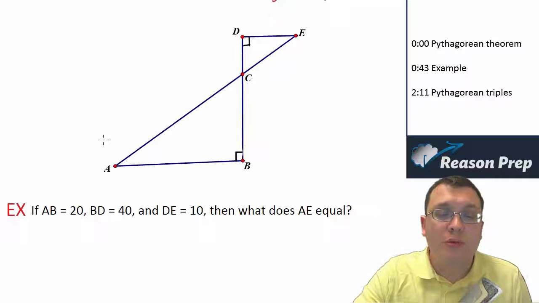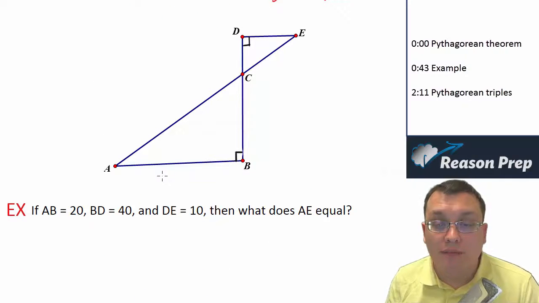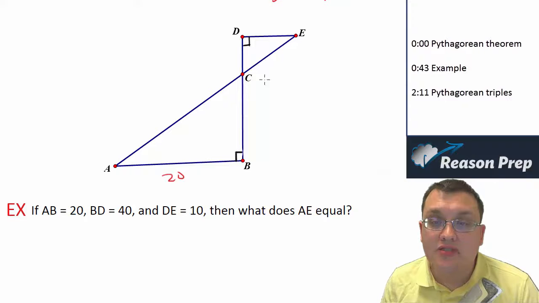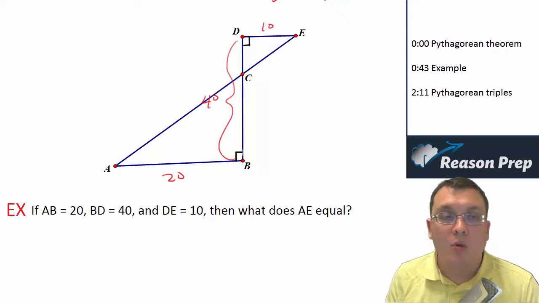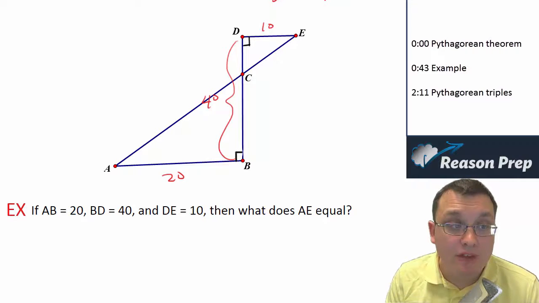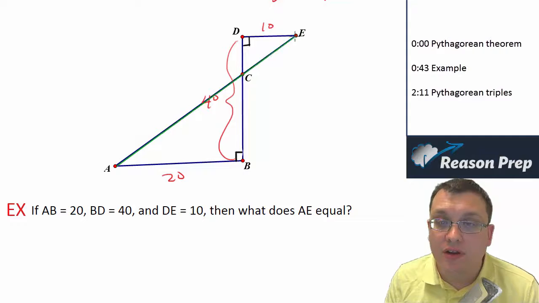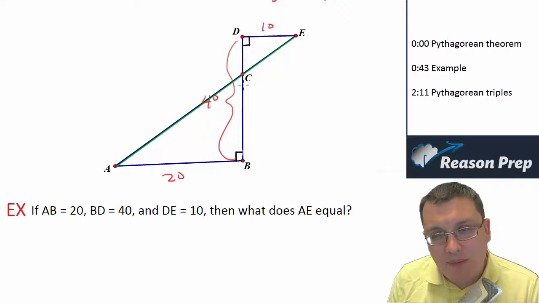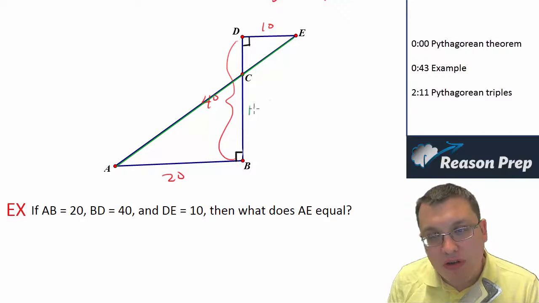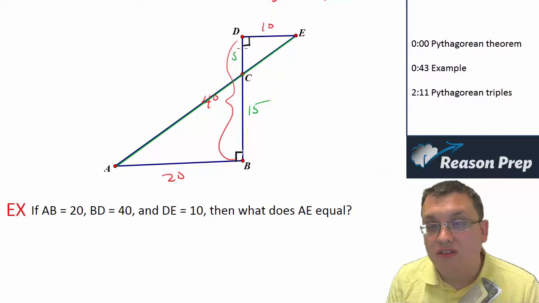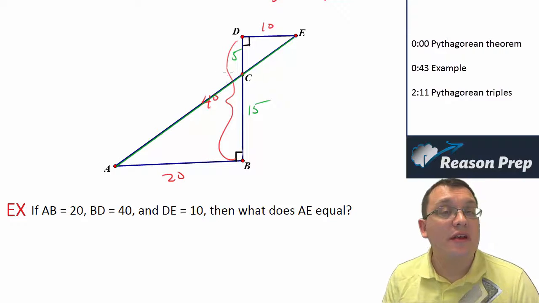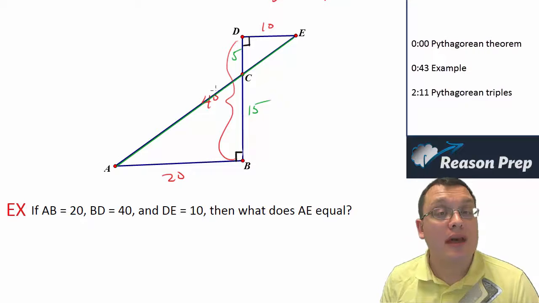So how do we use it on a question like this? AB is 20. BD is 40. So this whole thing is 40. DE is 10. What does AE equal? You might be tempted, since we're looking for this, to try to break this up, call this like, I don't know, 15, call this 5, do 2 separate Pythagorean theorems and see what the sum would be when you add up the hypotenuses.